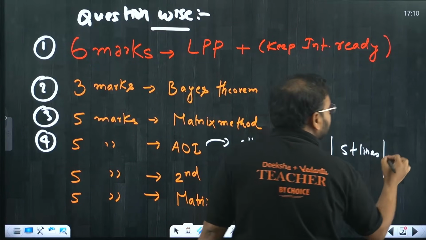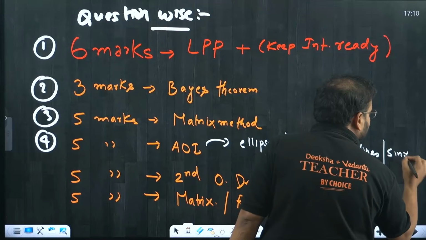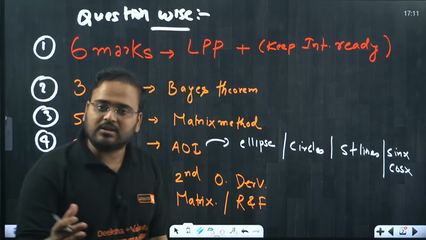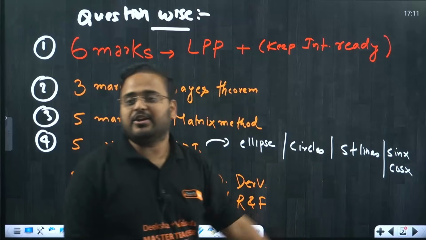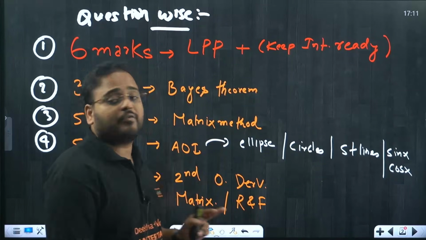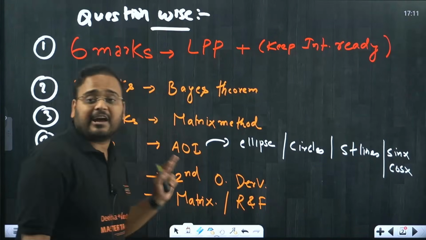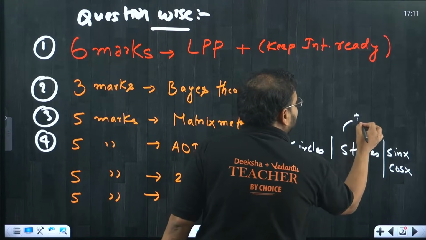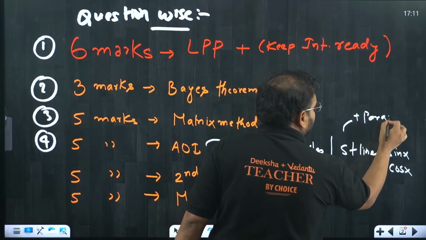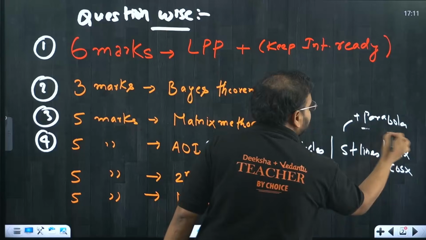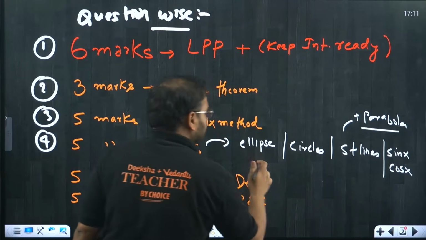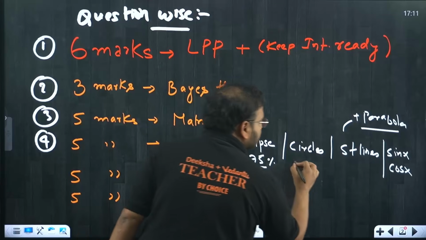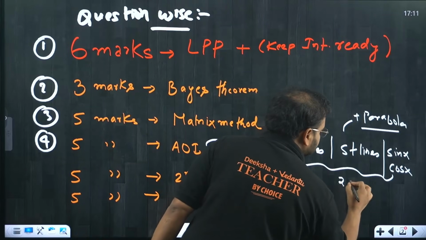Next, what else can be there? Sometimes they can ask you questions involving sin x and cos x functions also. Don't worry, in my sessions I'm going to cover all the categories, but these are the different categories of questions that can be asked in application of integrals, and you have to get the 5 marks there. Sometimes they also ask a combination of a straight line with a parabola, but that is rare. And if you ask me about the chances of all these, there is more than 75% chance the ellipse will come, and the other chances are 25%.